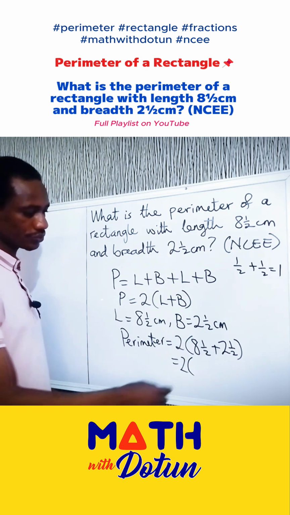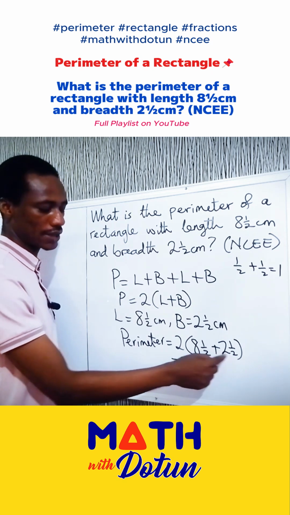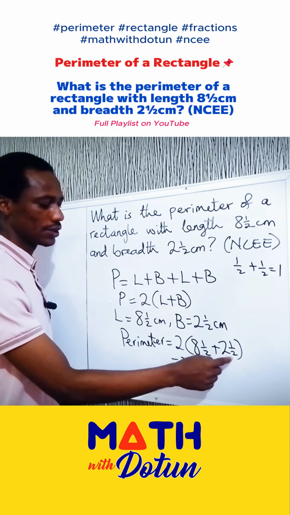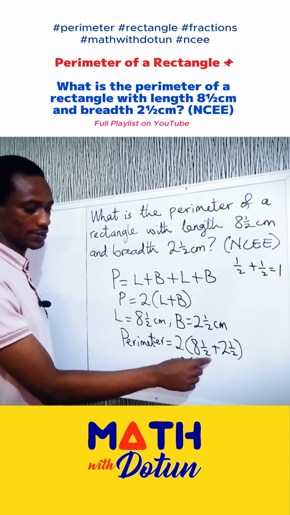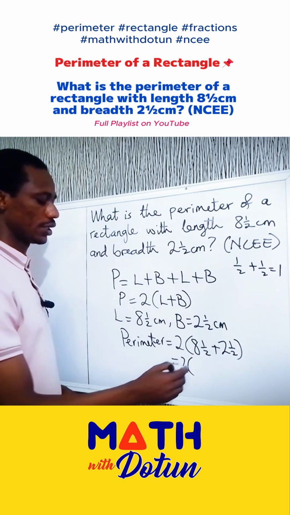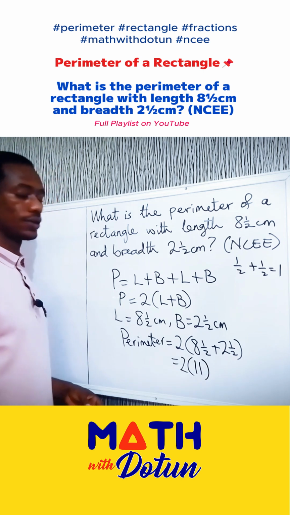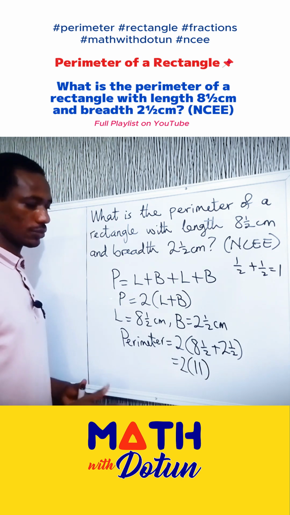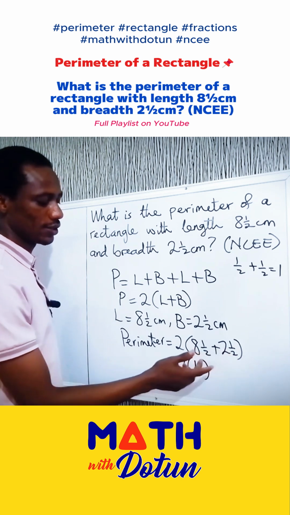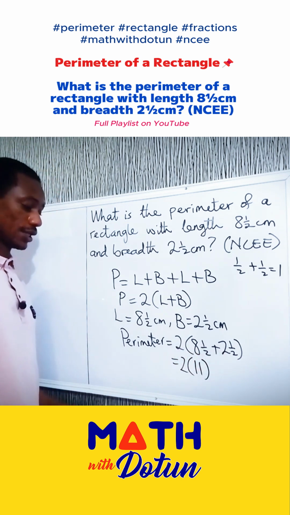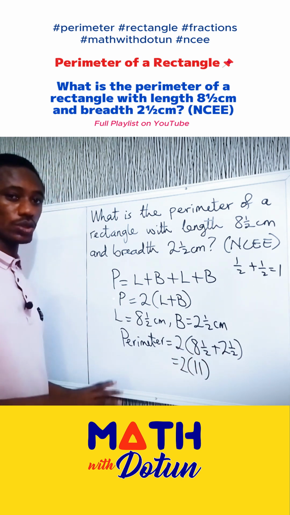Or complete this to a whole number by adding the half. So add half to this. 8.5 plus half gives you 9, then 9 plus 2 is 11. It's as simple as that. You could also take this: half plus 2.5 is 3, and 3 plus 8 is 11. So you don't need to waste your time on that.